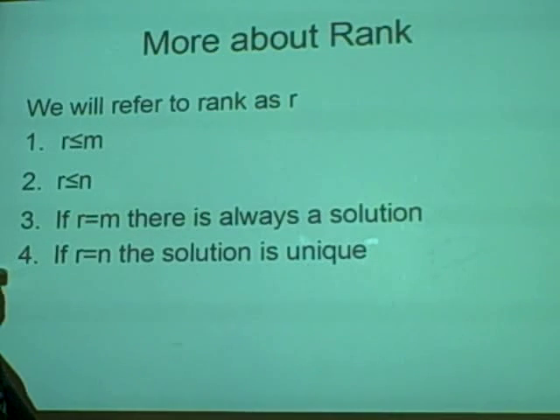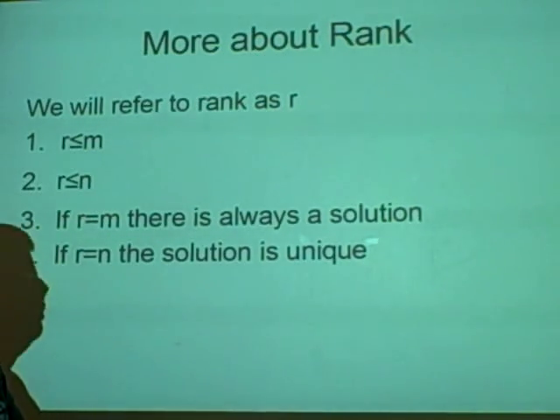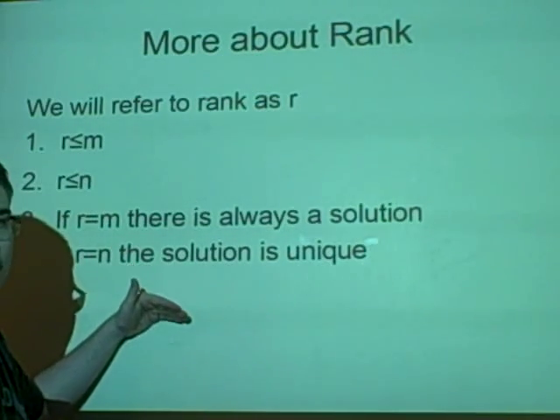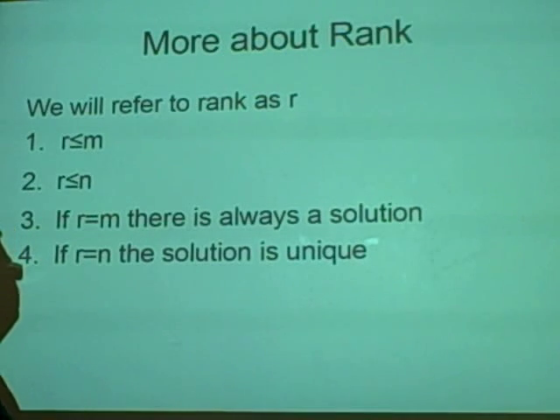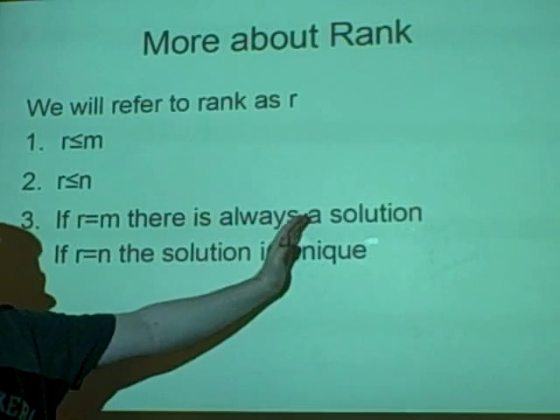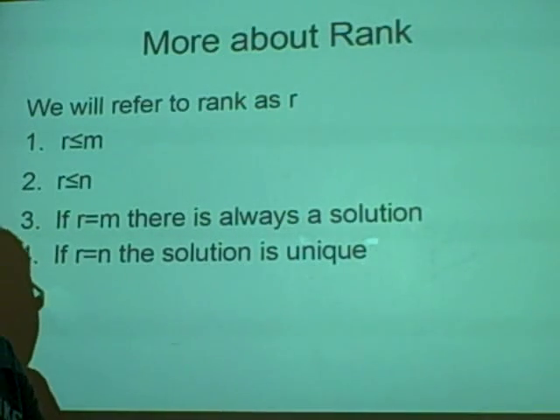We refer to the rank as r in this. Now r is always less than or equal to m. That's obvious because m is the number of rows, and since we're counting the number of rows for the rank, then it has to be. And this is the same for the number of columns as well, so r is less than or equal to n, the number of columns, which is just plain logic.